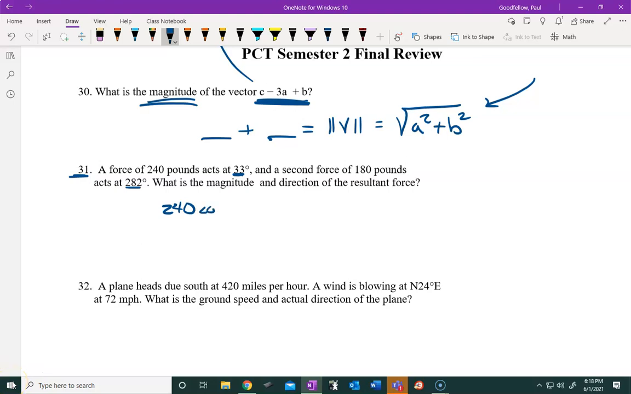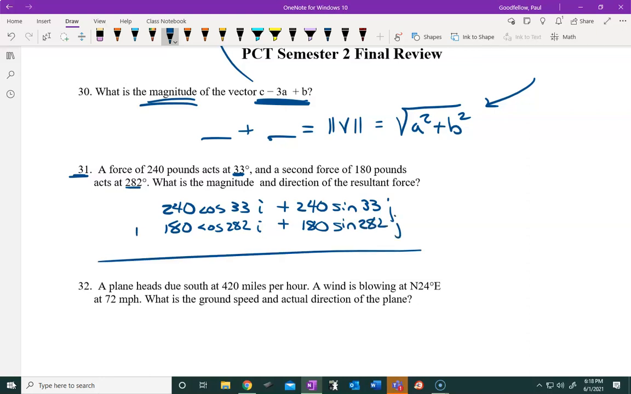Cosine of 33 degrees i, plus 240 sine of 33 degrees j. That's the first vector. The second vector would be 180 cosine of 282 i, plus 180 sine of 282 j. Big old fat line. Add those vectors together to get a resultant force. Not with a dollar sign on it.